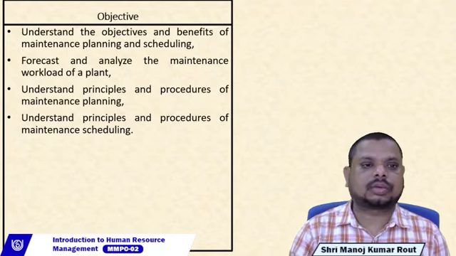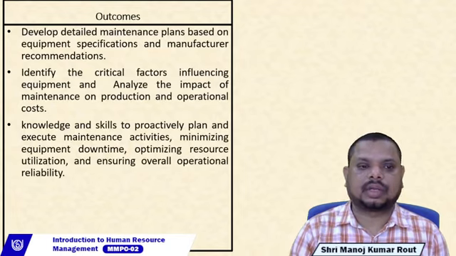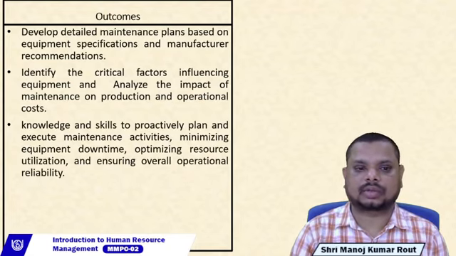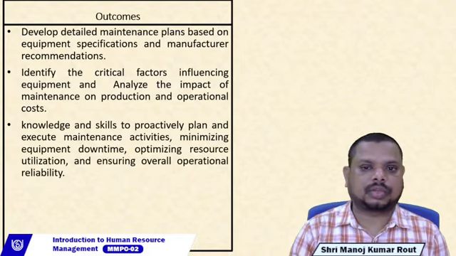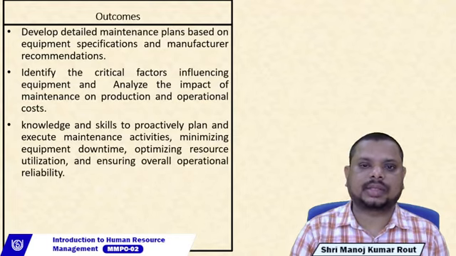And what are the outcomes? After this session: develop a detailed maintenance plan based on equipment specifications and manufacturer recommendations. The second is to identify the critical factors which influence equipment, and analyze the impact of maintenance on production and operational cost. The last important outcome of this session is the knowledge and skill to proactively plan and execute maintenance activities, minimize equipment downtime, optimize resource utilization, and ensure overall operational reliability.